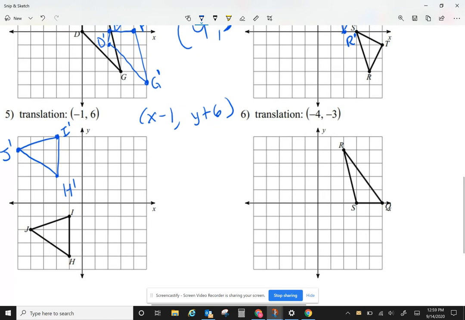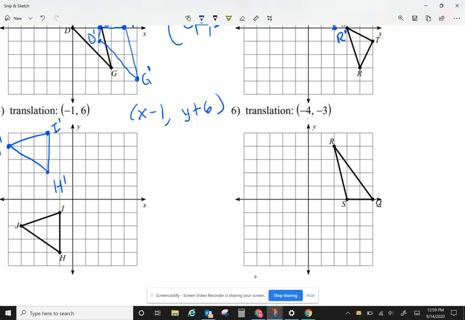Looking at question number 6, this -4 on the x value just means I'm moving to the left 4 spaces. The -3 on the y value means I'm going down 3 spaces. So each point, let me move it 4 to the left and 3 down. Looking at my point R, I'm just going to follow a point. Let me follow my point R, 4 to the left and 3 down. That gives me the point R prime.